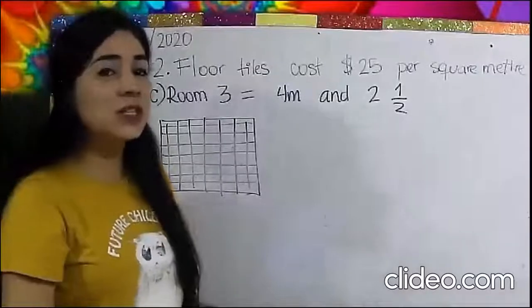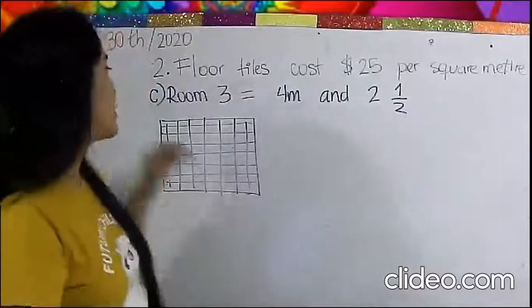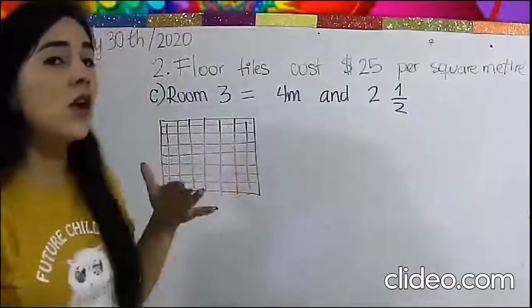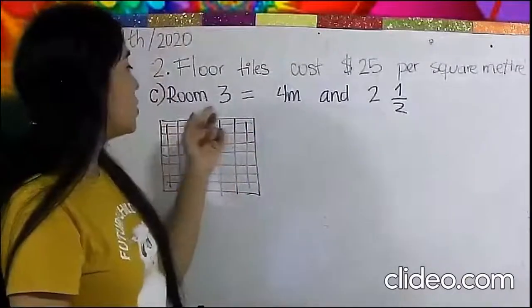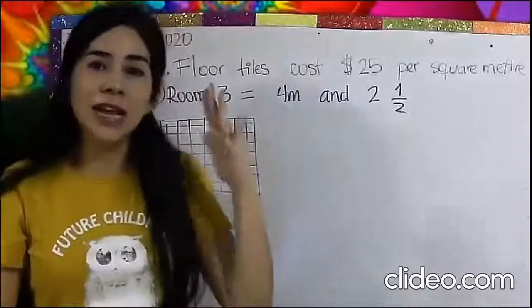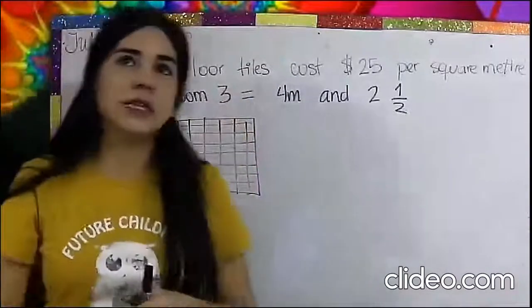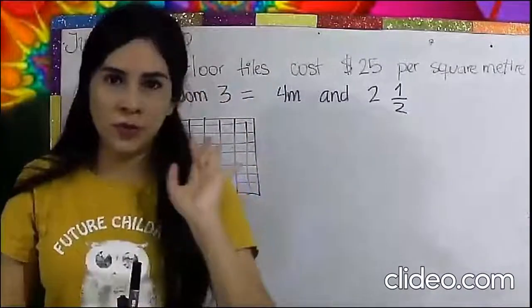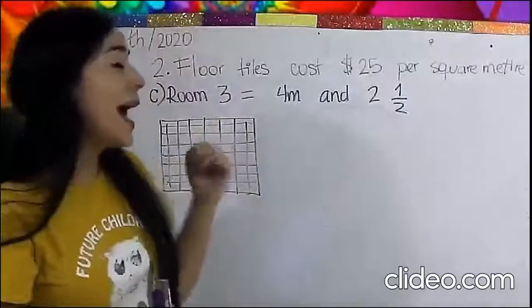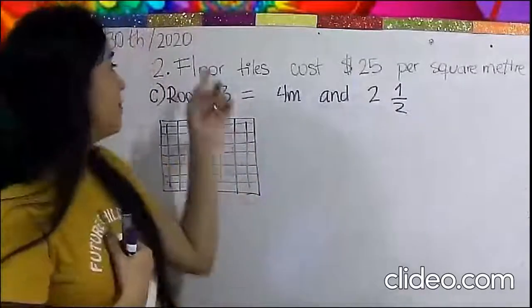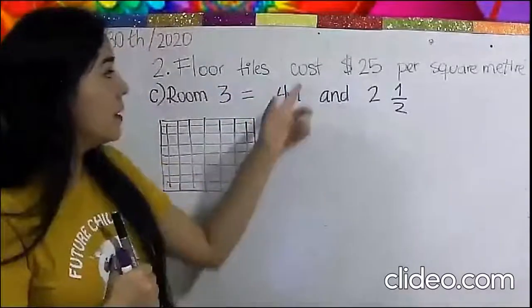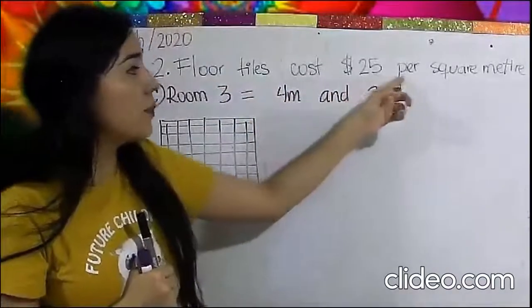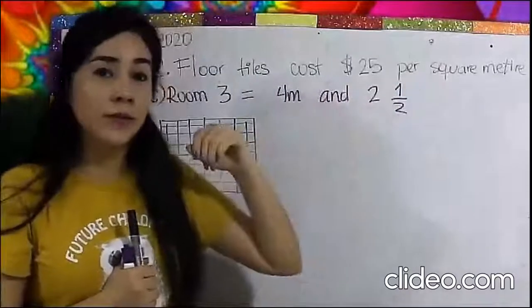Okay, guys, now let's continue with letter C, okay? Because this is a little more difficult, but we are going to continue with room number 3. Imagine the room number 3 is my dining room, okay? I need to buy floor tiles. I need to buy floor tiles. It costs 25 per square meter.